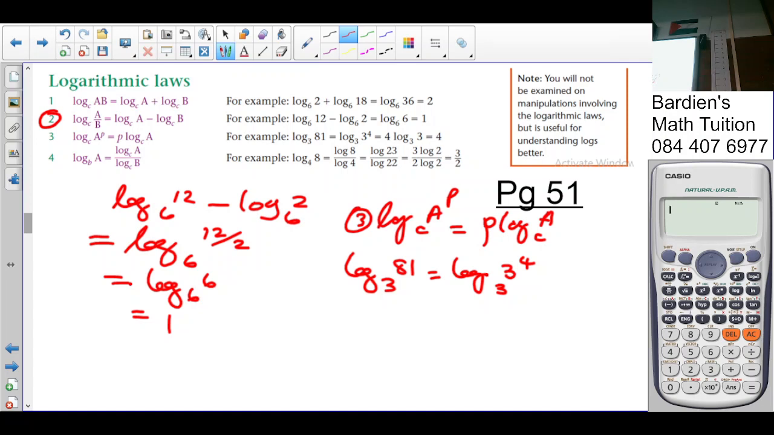The sum normally reads, simplify without using a calculator, and you must show these steps that I'm showing you. So where does this 4 go? In front. So that will be 4 log 3 base 3. So what's log 3 base 3? 1. So the answer will be 4. You all okay with that?